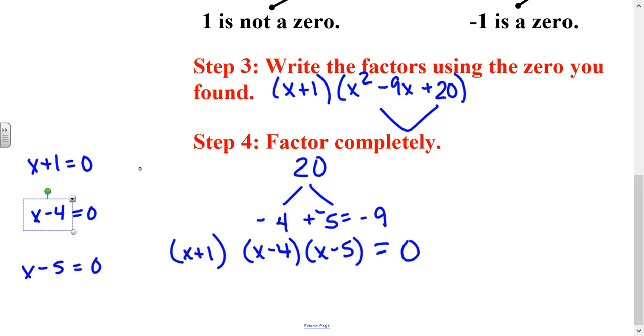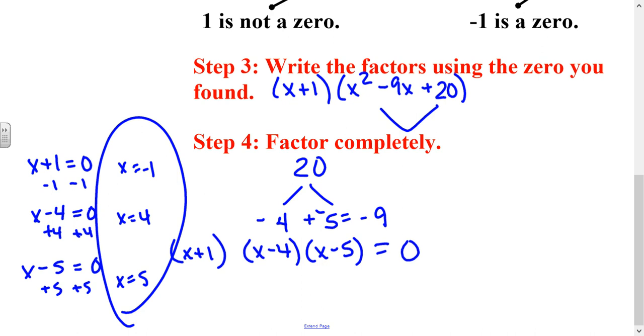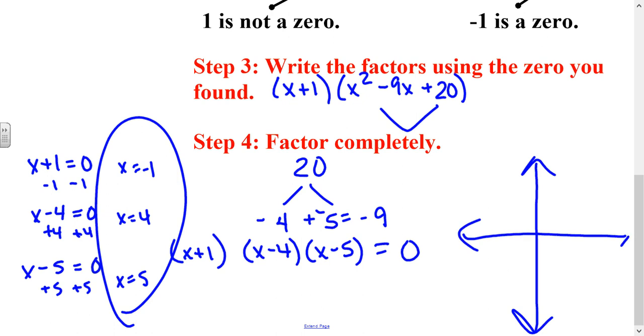So if I set this one equal to 0, I get x equals -1, because I would subtract 1 from both sides. If I add 4 to both sides on this one, I get x equals 4. And if I add 5 to both sides on this one, I get x equals 5. So these are my zeros right here. So what that means is when I draw this graph, I have -1, +4, and +5 as my zeros. So these are the points where it will cross through the x-axis.